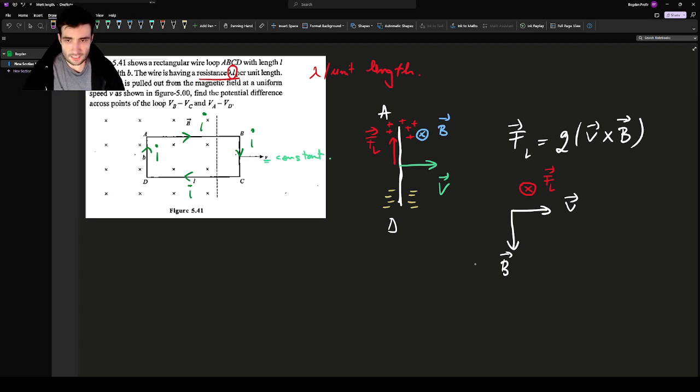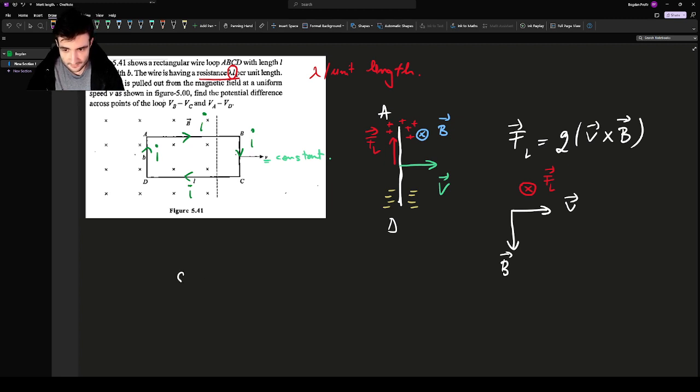The next thing to do at this point is to figure out the value of the current, and based on that we can find out what the two potential differences are. Now, because we're in a magnetic field and the magnetic flux is changing, even if your magnetic field strength is constant, which it is, your magnetic flux can still change, because here's what we have.